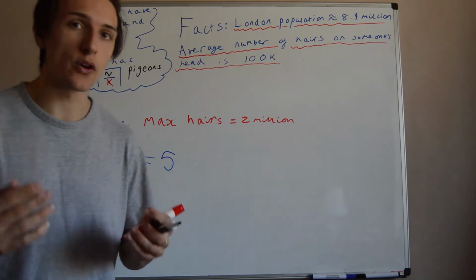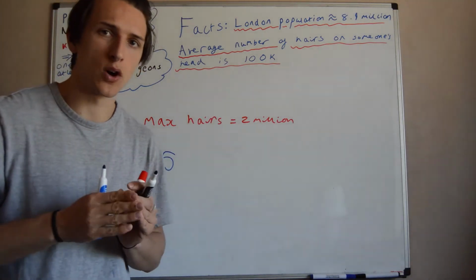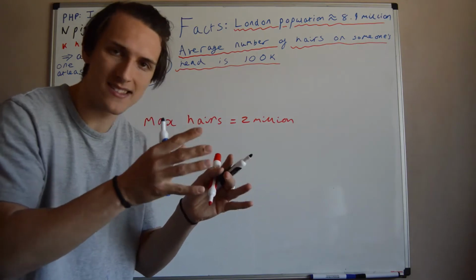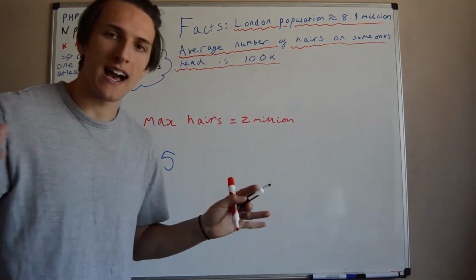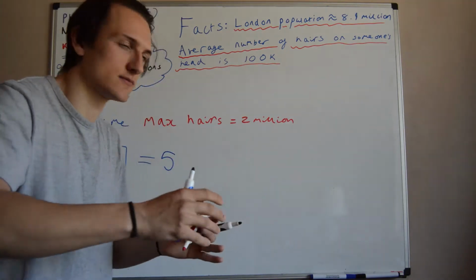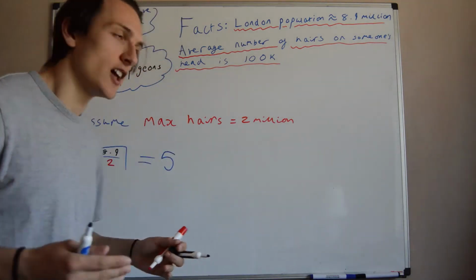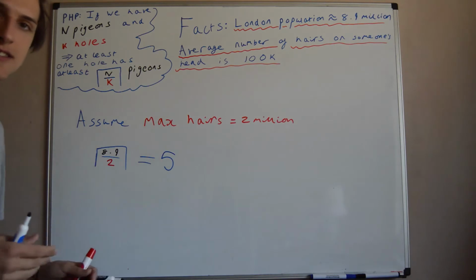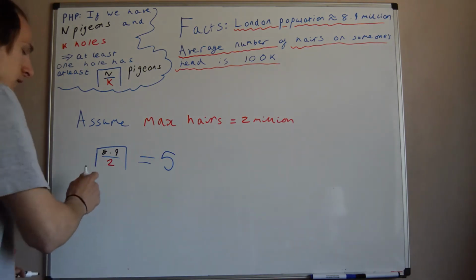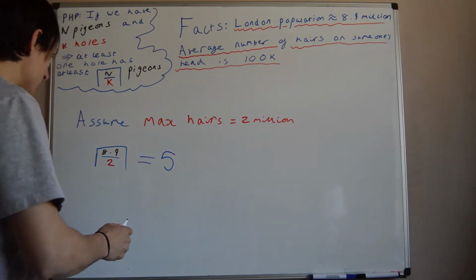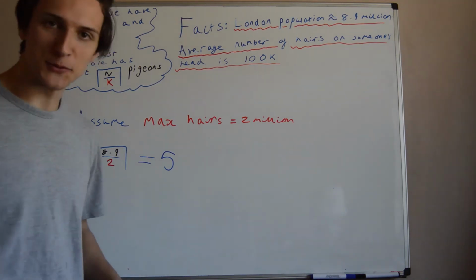Therefore, at least one hole, at least one specific number of hairs on heads, this hole has at least 5 Londoners in it, which in our case were our pigeons. Okay, so I didn't write too much down for this. I don't want to make it too mathematically laborious. But yeah, there we are, done.